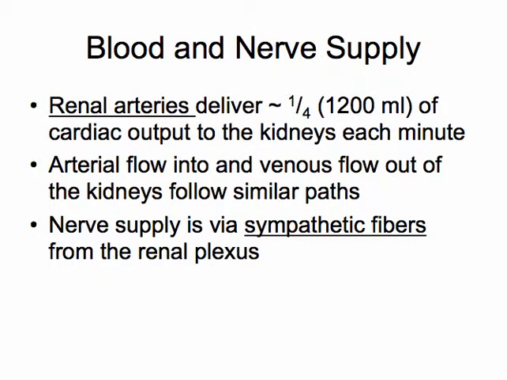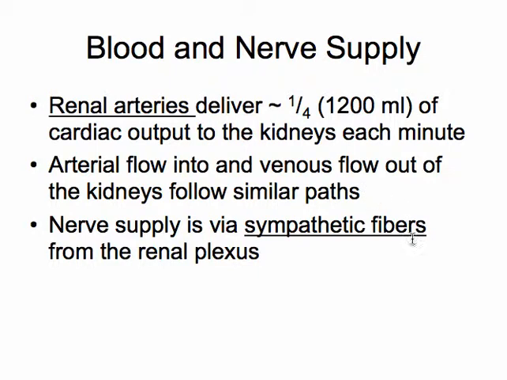So we want to look at then the blood flow through the kidney. You can see that the renal arteries deliver about 20 to 25% of the cardiac output to each of the kidneys per minute. And so the arterial blood flow into the kidney and the venous flow out of the kidney are very important. They're similar paths, so that if you memorize one, you'll know the other.